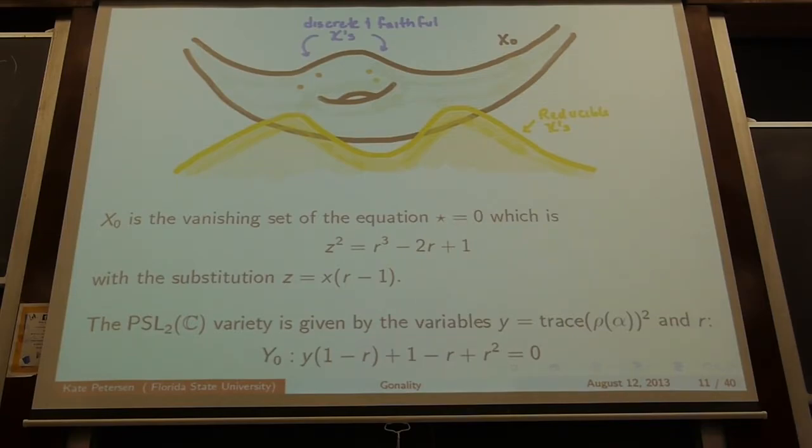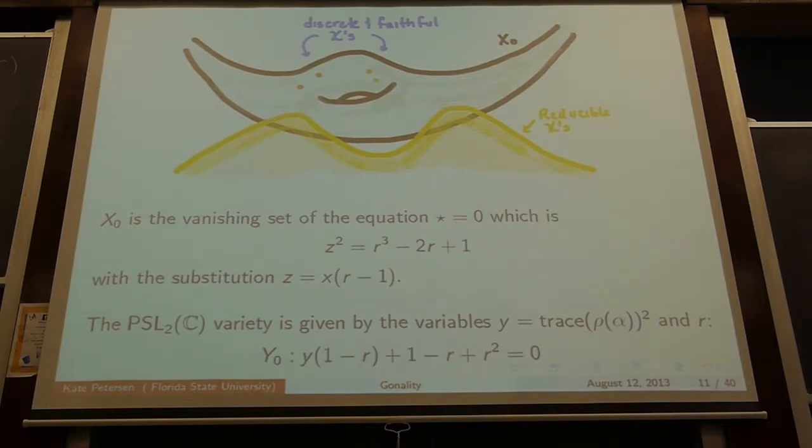So what I want to understand is, in this case, we just had one non-reducible piece. The basic question that I want to talk about today is, what in the world are these x naughts? I have this one example that's an elliptic curve. What else could I possibly get?